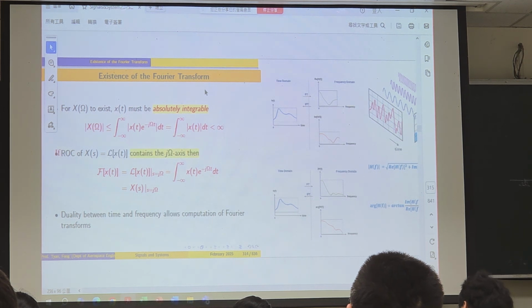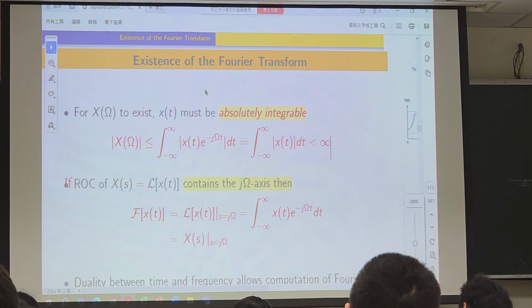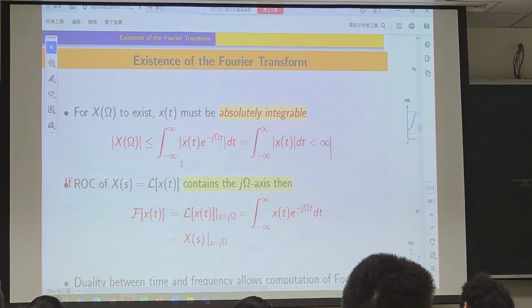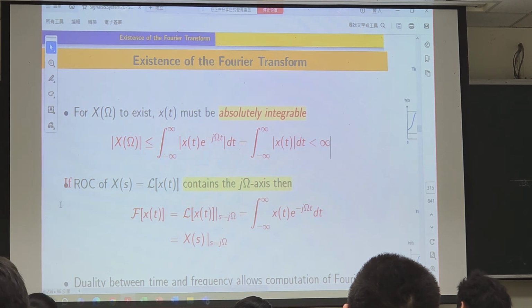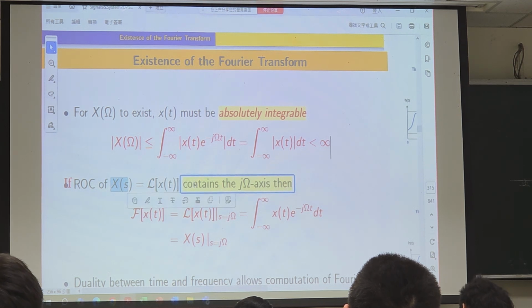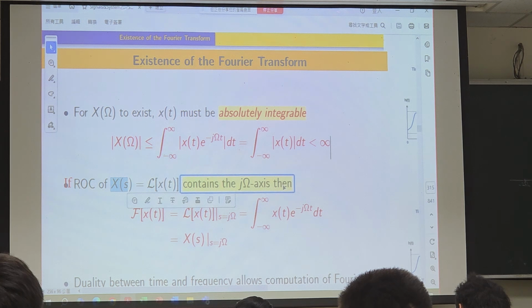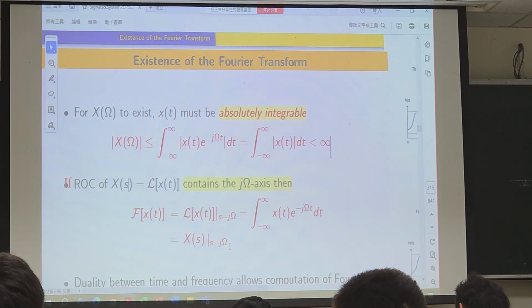Okay, but then we also can use the Laplace transform we have done before to find the Fourier transform. But under one condition, and this is very important: if the region of convergence of X(s) contains the j omega axis. If this is true, then the Fourier transform of the function can be simply done by replacing the argument s in the Laplace transform by j omega, by j times omega.